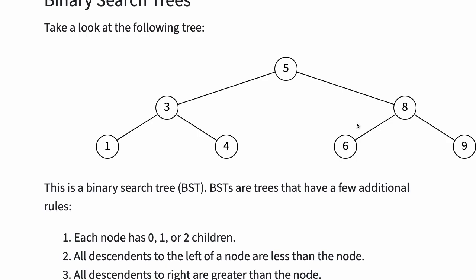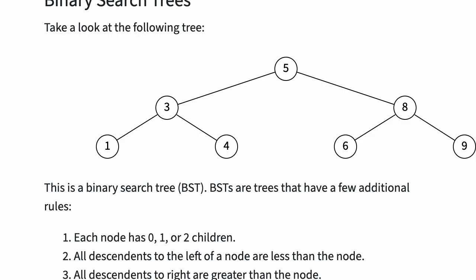As another example, let's look for 2. We begin at node 5. 2 is less than 5, so we move to the left child. We're now in node 3. 2 is less than 3, so we move to the left child. We're now in node 1. Node 1 is a leaf, but it is not the value we're looking for. Thus we conclude that the tree does not contain 2.